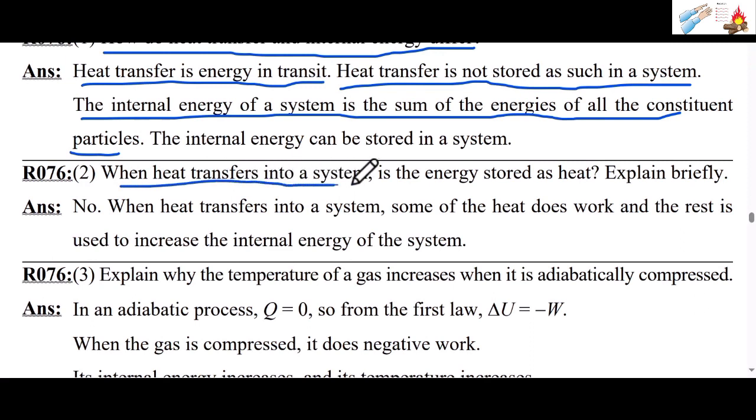When heat transfers into a system, is the energy stored as heat? Explain briefly.